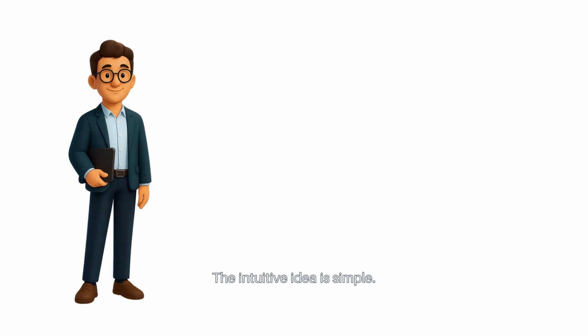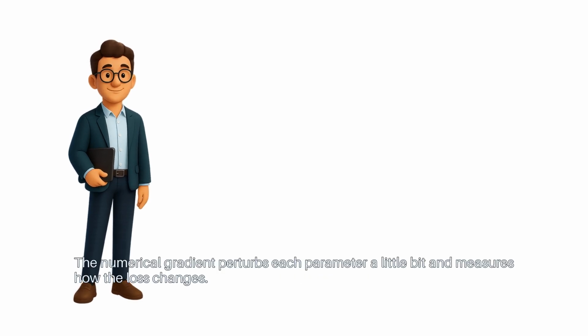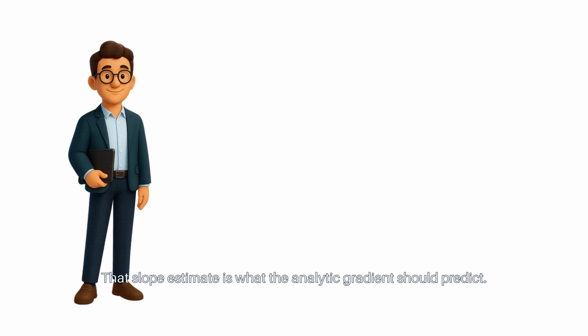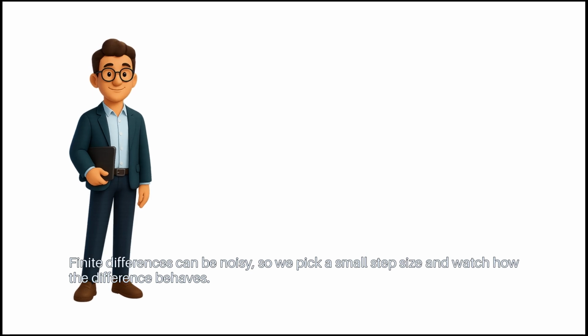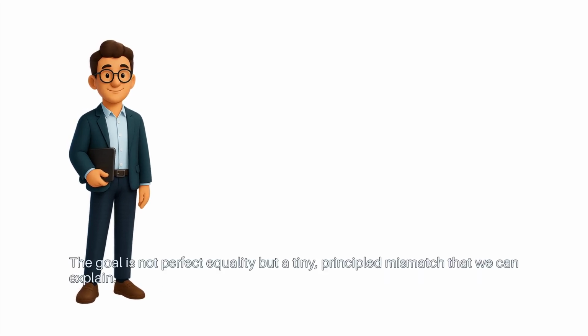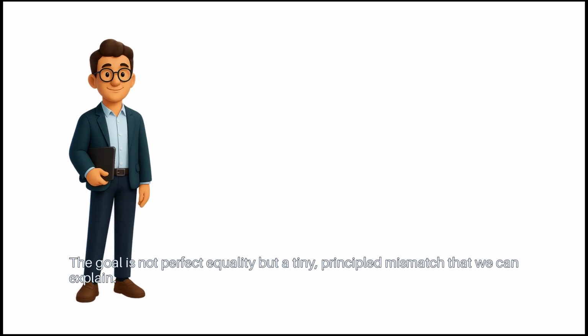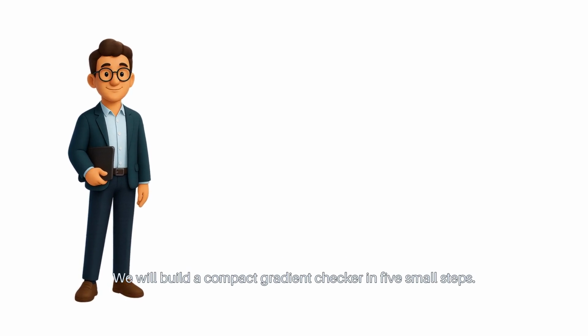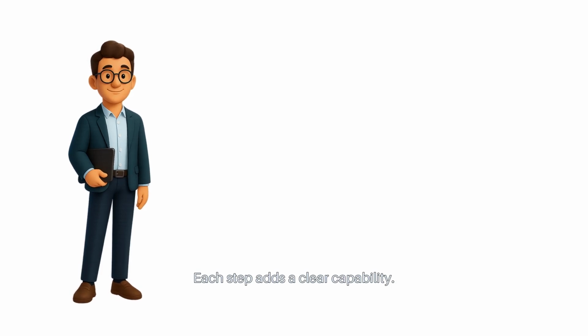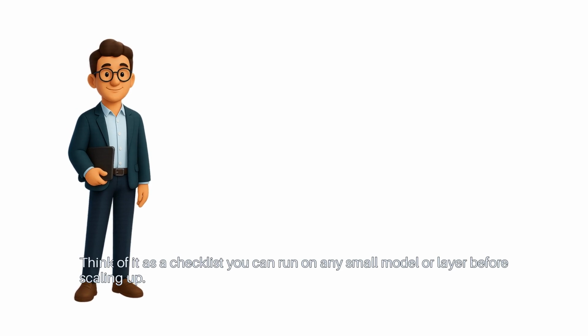The intuitive idea is simple. The numerical gradient perturbs each parameter a little bit and measures how the loss changes. That slope estimate is what the analytic gradient should predict. Finite differences can be noisy, so we pick a small step size and watch how the difference behaves. The goal is not perfect equality, but a tiny, principled mismatch that we can explain. We will build a compact gradient checker in 5 small steps. Each step adds a clear capability. Think of it as a checklist you can run on any small model or layer before scaling up.